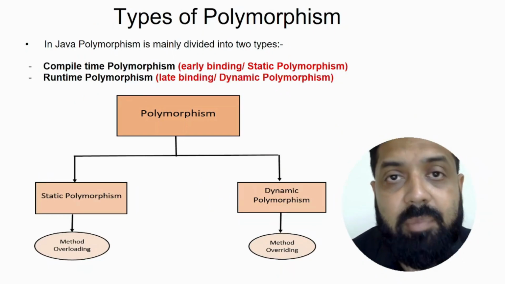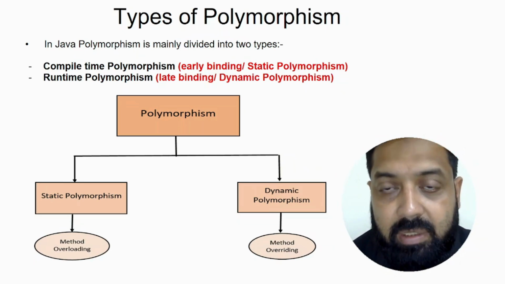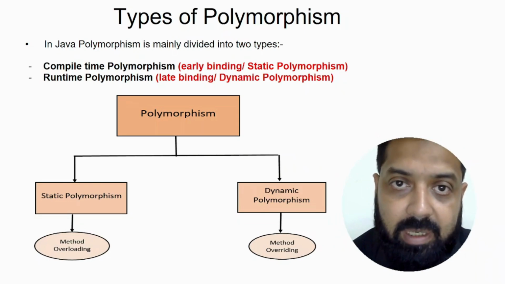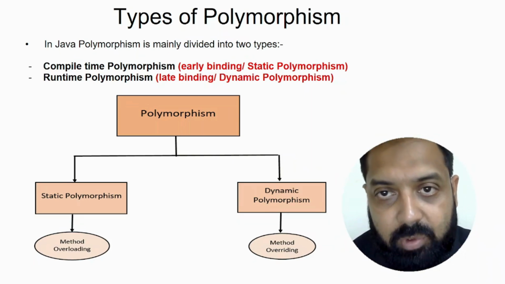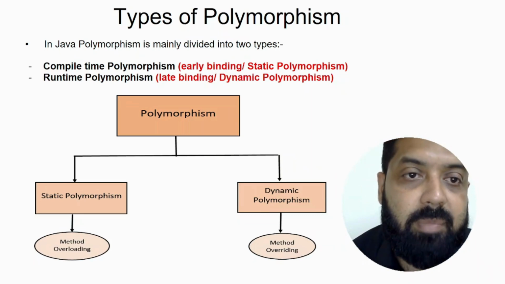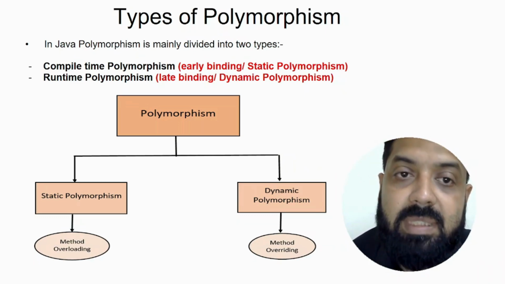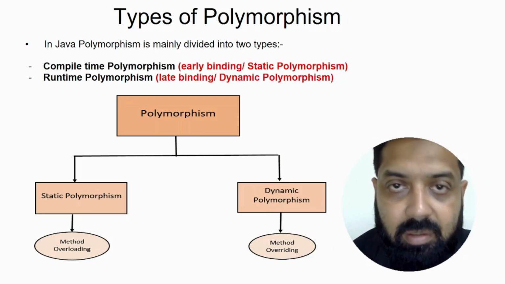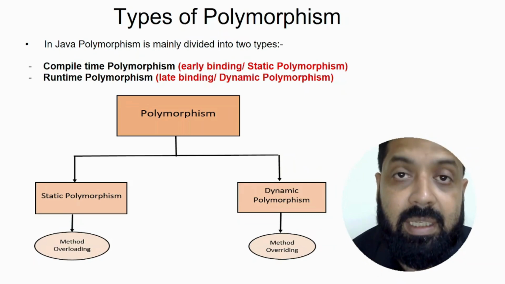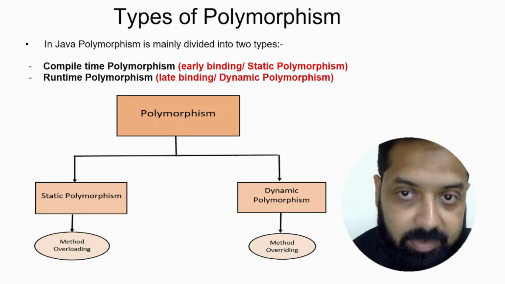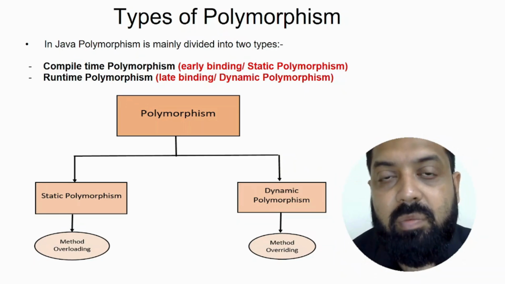Second, types of polymorphism. Basically there are two important types of polymorphism, and it is a very important pillar of object-oriented programming as far as your education is concerned, or as far as your job interviews are concerned. Compile time polymorphism and runtime polymorphism are the two types. Compile time polymorphism is sometimes also known as early binding or static polymorphism. Similarly, runtime polymorphism is also known as late binding or dynamic polymorphism. These are the names sometimes given to the types of polymorphism.